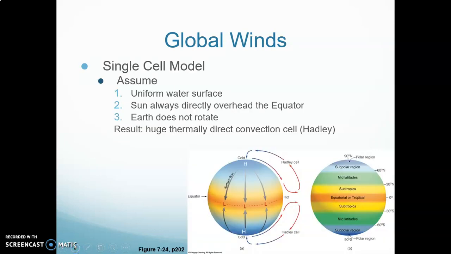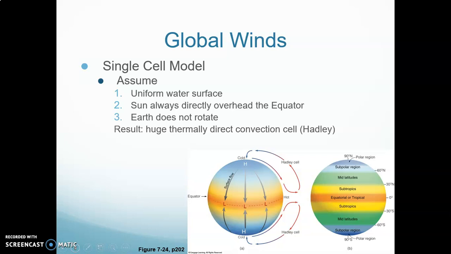Now, to understand it more completely, we need to simplify our understanding of the Earth. So we're going to make a few assumptions to create a basic model of what happens, and then we'll get rid of these assumptions one by one, and then we'll have a full picture of what happens on the Earth. These three assumptions are that, first of all, the surface is just a uniform water surface. Second of all, the sun is always overhead at the equator. And third of all, that the Earth does not rotate. Obviously, these are ridiculous, but they help give us a starting point to understand what happens.